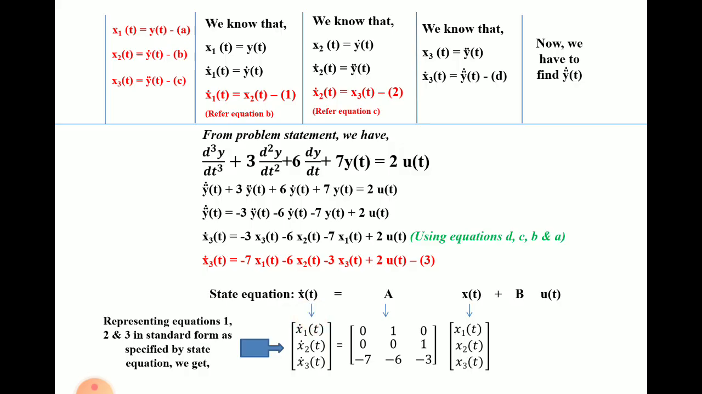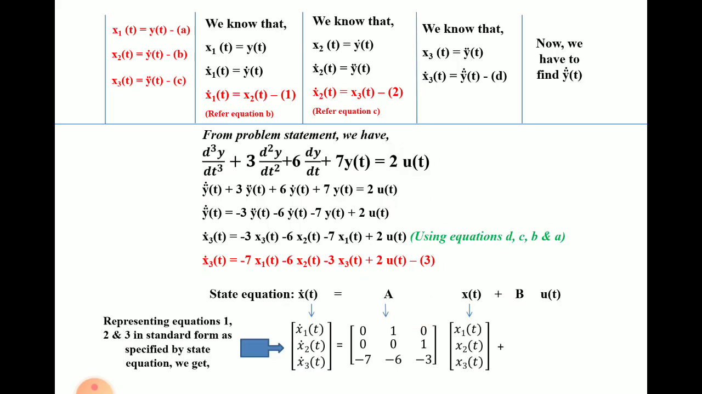Similarly, the second row corresponds to x2 dot of t. In our x2 dot of t equation, we do not have x1 term and x2 term, so they are written as 0 and the coefficient of x3 of t is 1. Similarly, the third row is x3 dot of t. Coefficient of x1 is minus 7, coefficient of x2 is minus 6, coefficient of x3 is minus 3. So that is represented in the matrix A.